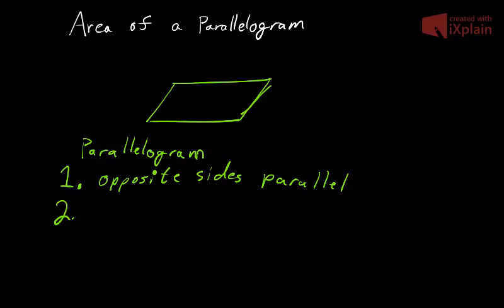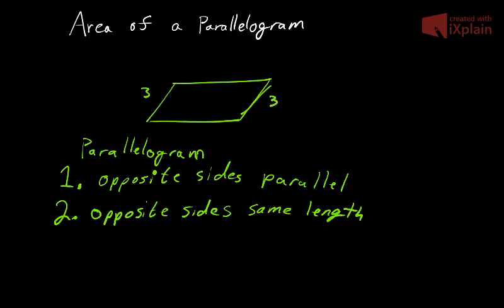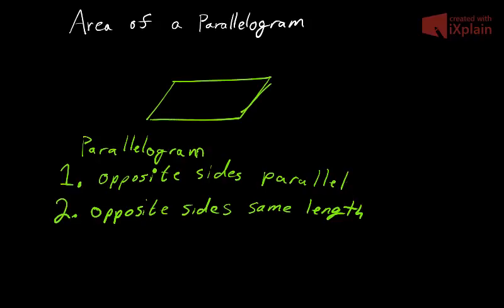The second nifty thing is that opposite sides have the same length. So what that means is that if this side has a length of 3, this side has to have a length of 3. And if this side has a length of 5, then this side has to have a length of 5. So basically, these could be anything, but the opposites have to be the same length. If one side's one length, the opposite has to be the same. And from that, we should be able to find our area.